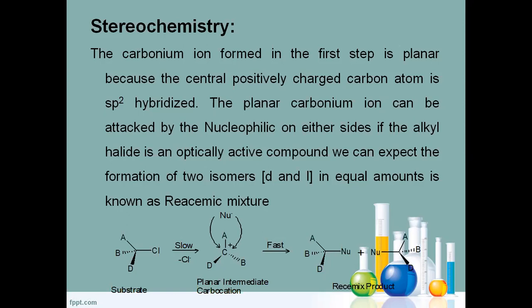It has a planar structure, so the nucleophile can attack the carbocation either from the front side or from the back side. So in this reaction, a racemic mixture is formed. A racemic mixture is obtained, which means the retention configuration as well as the inversion configuration are formed in equal ratio. So it is called a racemic mixture.